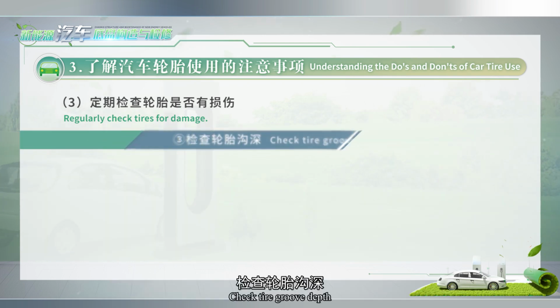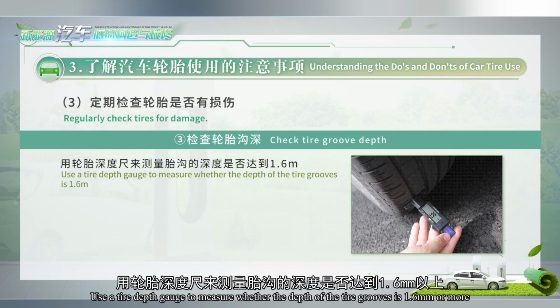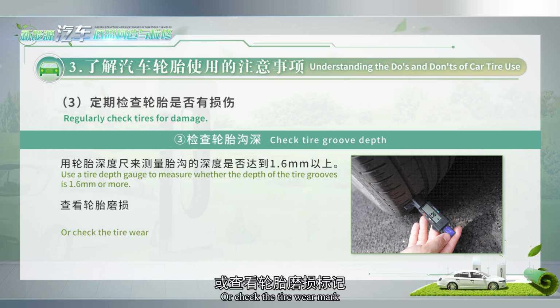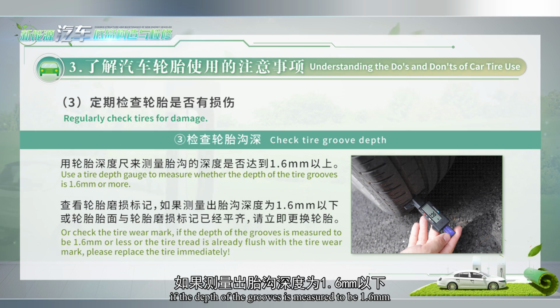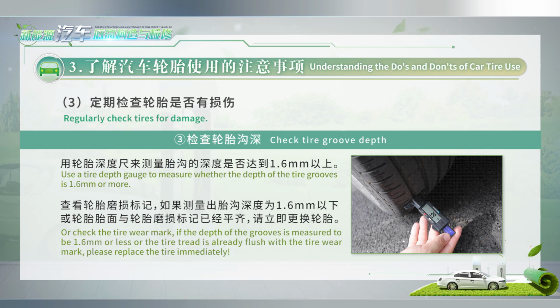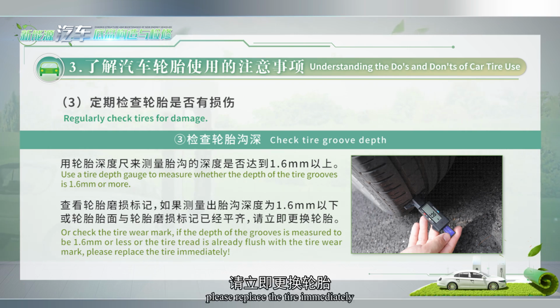Check tire groove depth. Use a tire depth gauge to measure whether the depth of the tire grooves is 1.6 mm or more. Or check the tire wear mark: if the depth of the grooves is measured to be 1.6 mm or less, or the tire tread is already flush with the tire wear mark, please replace the tire immediately.